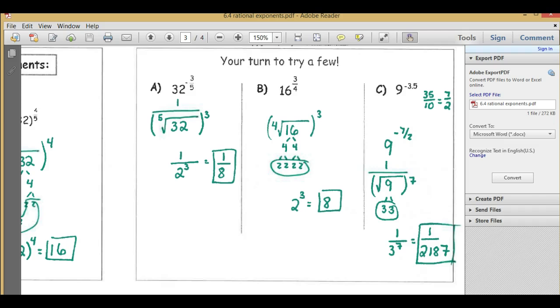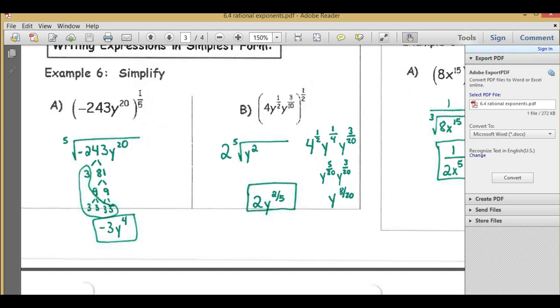Now we'll look at the next information. Notice here we're going to be looking at letters also. So the first one, again, 1/5 is the same as the 5th root. Everything to the 1st power, and then I want to take the radical. So if I do that with negative 243, I break it apart, I get 5 3s. Notice my answer is negative. That is because the 243 was negative.